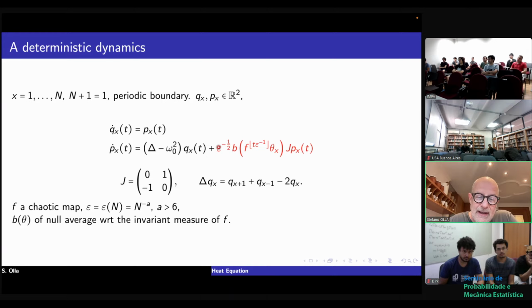Let's say theta is an angle. Theta could be 1 or 2 dimensional, on a torus or on a circle; we'll specify later. There is a map, which is a chaotic map. It's sped up by a parameter epsilon to the minus something, so this is acting fast with respect to the movement of the atoms. And there is a scaling parameter, which should be epsilon to the minus 1/2. And B has a null average with respect to the invariant measure of this chaotic dynamics F.